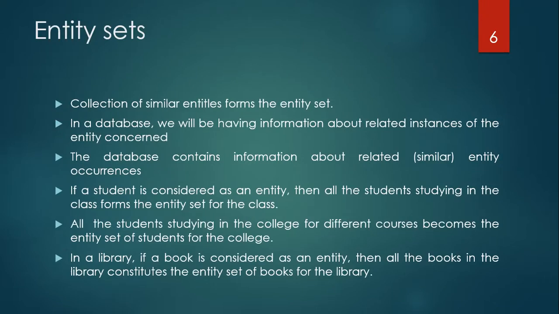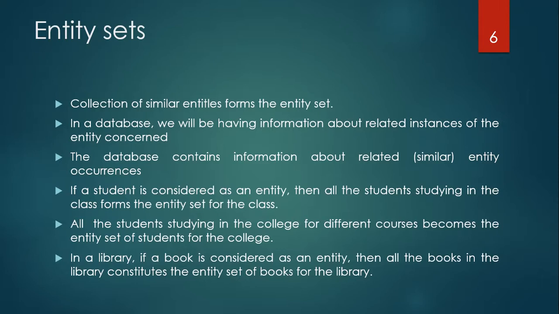Now, in a database, we will be having a collection of related data. For example, if you are considering a student as an entity, and in your class there are 50 students, there are 50 related students. What type of relationship is there? The relationship is studying in the same class. All those students are studying in the same class. That particular relationship is binding those students together.